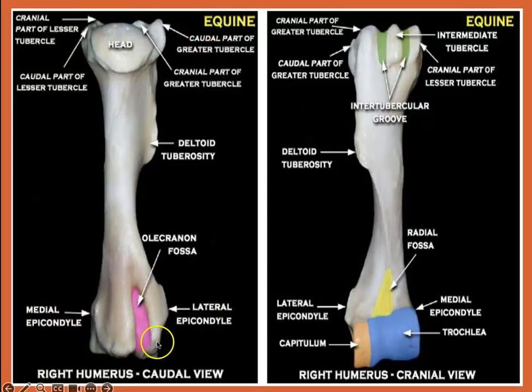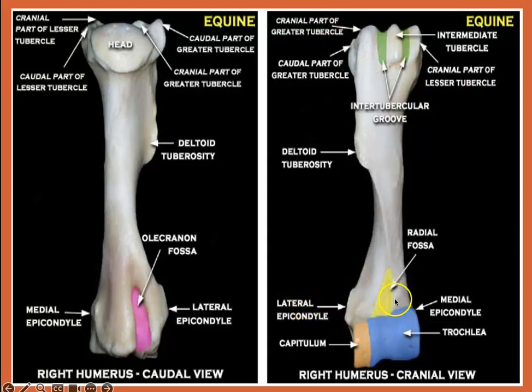If you look at the cranial view now, you will see the bicipital groove, or intertubercular groove, and it's interesting to find that it has a ridge in case of the equine known as the intermediate tubercle, and this is only present in the equine, and this tubercle divides the bicipital groove into two parts.